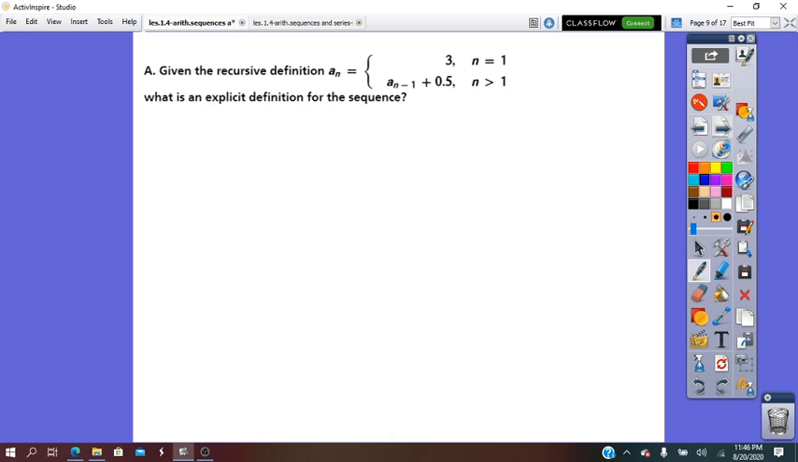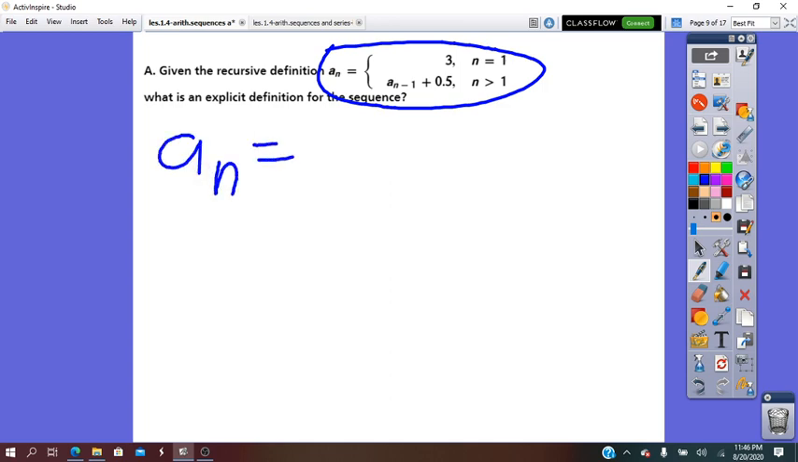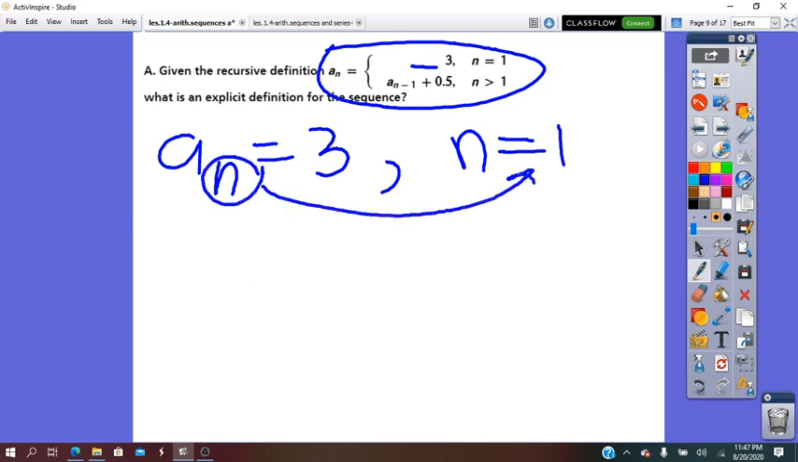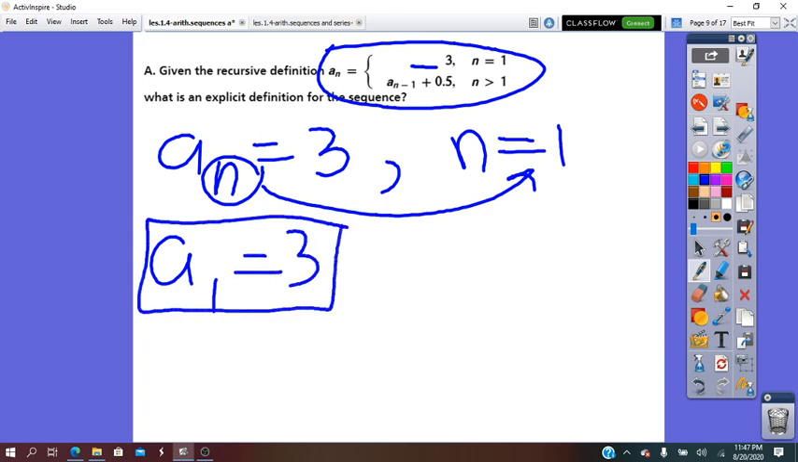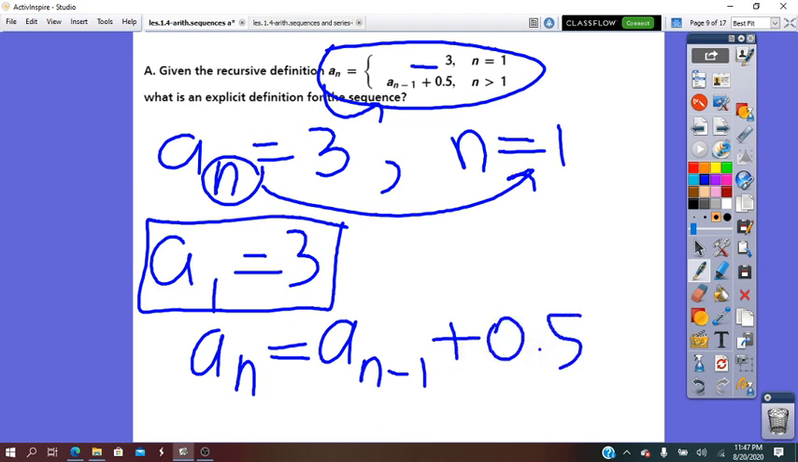It is given a recursive definition. From this definition, we have that an equals 3 if and only if n equals 1. So this n is 1, and from here we can write that a1 equals 3. In this way, I found the first term. And downward we have an equals an minus 1, which is the term before it, plus 0.5. So this represents the recursive rule.